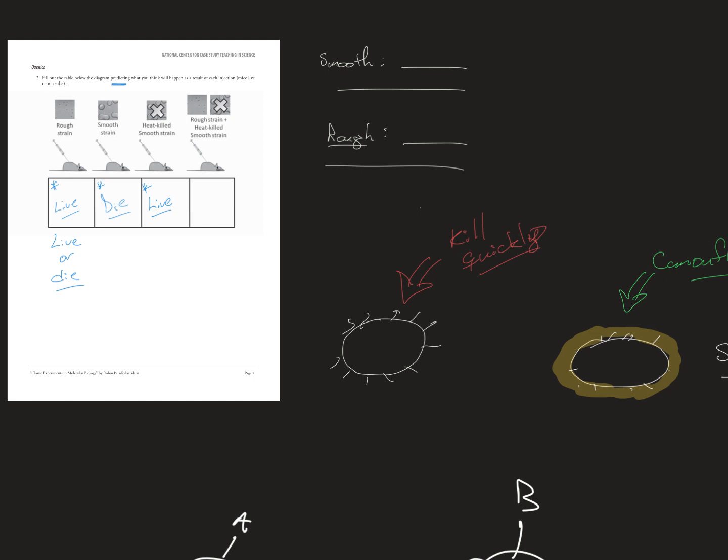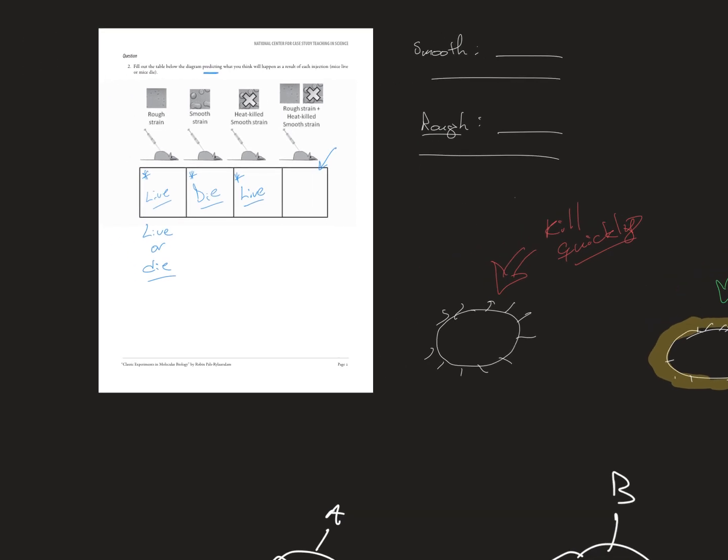And then what's going to happen if I take the dead things and mix it with the live rough one? What do we think is going to happen? Since the rough doesn't cause disease by itself, we think it's going to live with rough bacteria. We think it's going to live with heat killed. Then logically, you'd assume it's going to live if you mix the two together and put them in.